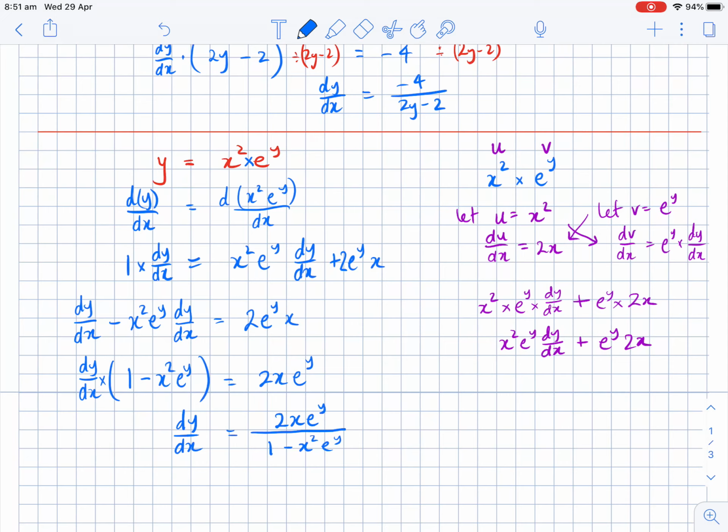Okay, they're my 3 examples for today. Key summary points. Don't forget to differentiate all terms, both left-hand side and the right-hand side. Whenever you differentiate a part with a y in it, just differentiate with respect to y and then multiply it by dy dx. To get dy dx by itself at the end, get all of your dy dx terms to the same side of the equal sign and factorise.